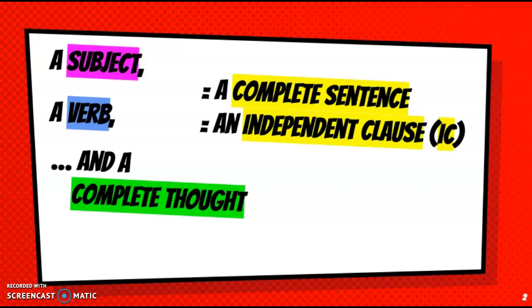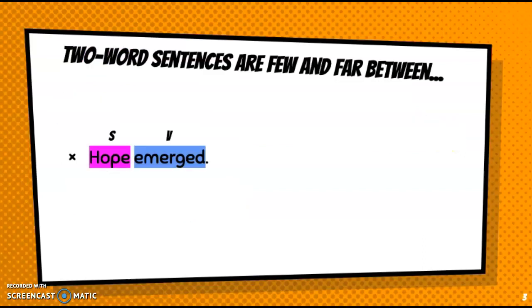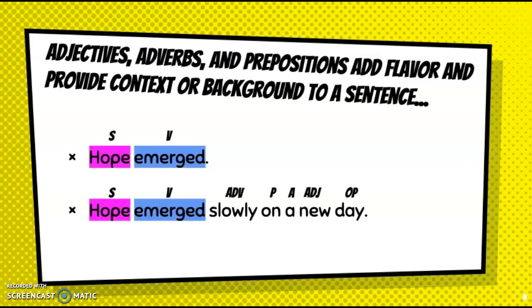Two-word sentences, like "Hope emerged," are few and far between. We wouldn't get very far with nouns, pronouns, and verbs alone. Adjectives, adverbs, and prepositions add flavor and provide context or background to a sentence. "Hope emerged slowly on a new day."